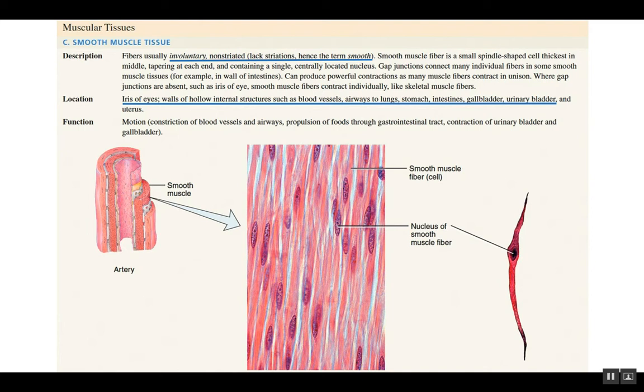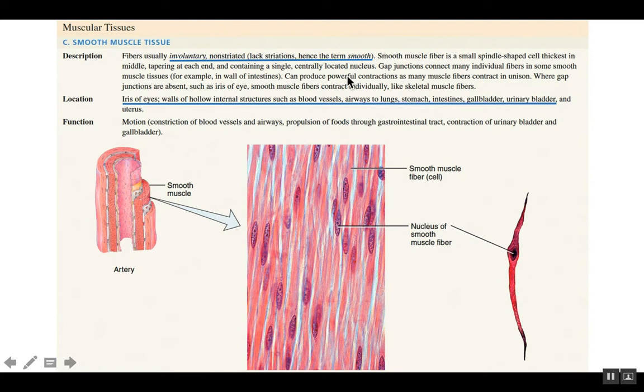The third type of muscle is smooth muscle. It's involuntary as well, so the organs that contain this muscle will contract and relax without your knowledge. It's non-striated. That's where it got its name, smooth. So you cannot see any kind of striping pattern within the tissue.